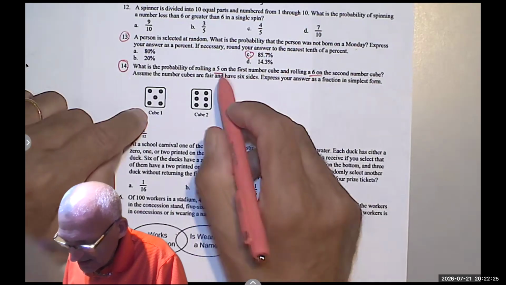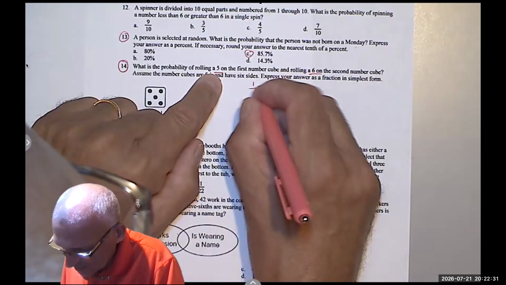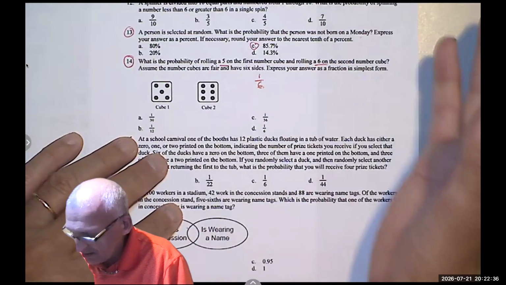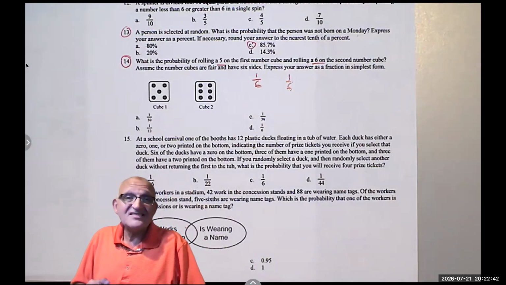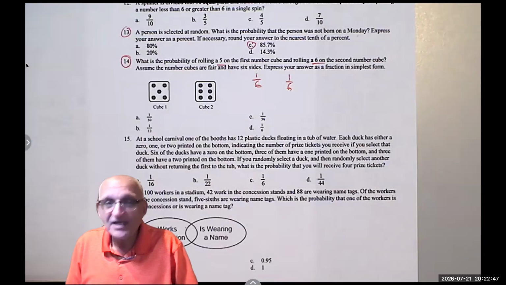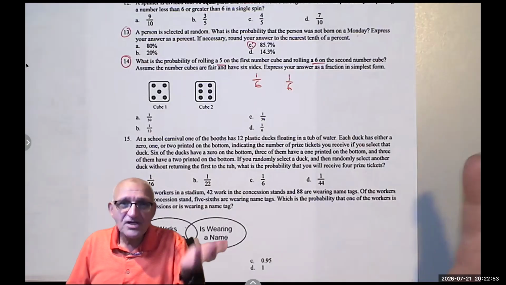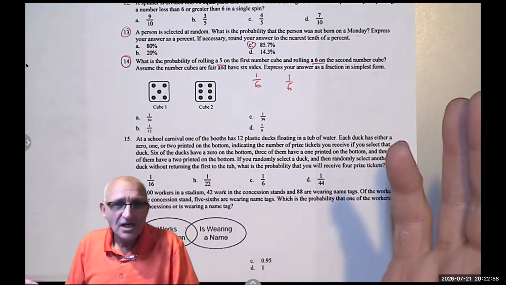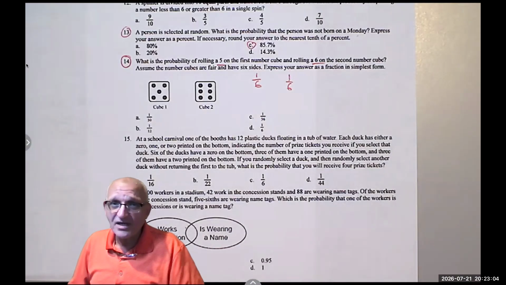It says rolling a 5 on the first number cube is 1 out of 6, right? And rolling a 6 or any other number on the second is also 1 out of 6. And since these two events are independent, meaning if I tell you I rolled the first one and I got a 5, what is the probability that I get a 6 on the second one? You say, are you crazy? What do these events have to do with each other? Whether you get a 5 or a 1 or a 2, the probability that you get a 6 on the second is still 1 out of 6.